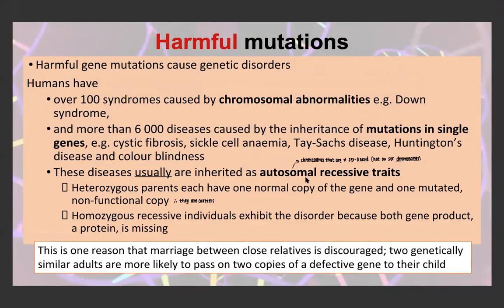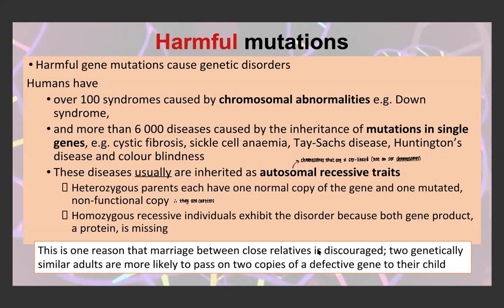So autosomal refers to chromosomes that aren't the sex chromosomes. So these would be non-sex linked traits. But as we looked at in the previous video, something like color blindness is in fact a sex-linked trait. Heterozygous parents will each have one normal copy of the gene and one mutated non-functional copy. And because these diseases are usually recessive traits, the parents wouldn't show the symptoms, but they'd be carriers. Homozygous recessive individuals actually exhibit the disorder. They show the symptoms because both gene products, so the proteins made by both alleles, are missing. They have two recessive alleles.